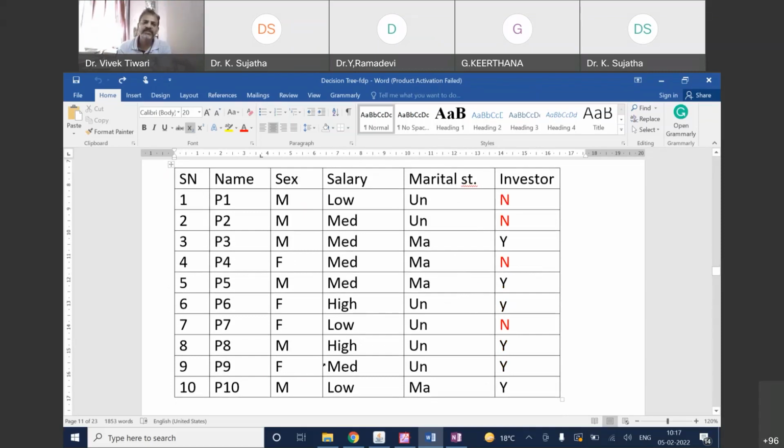Assume there are 10 observations. Gender, salary, and marital status are the input features. Name I will not consider. And investor is the class label. The data set is now clear to everybody.